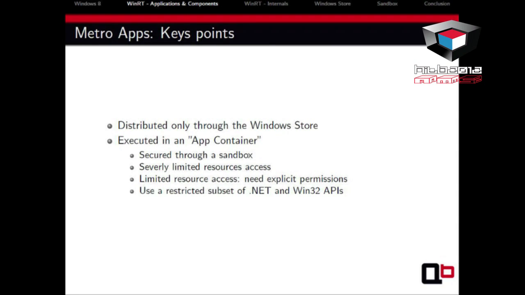Applications are executed in what is called an app container. An app container is a process that is secured through a sandbox. It has severely limited resource access, and if you want to access a feature of the operating system, you need an explicit permission, which is given by the developer of the application. And finally, Metro applications are using a restricted subset of .NET and Win32 APIs.